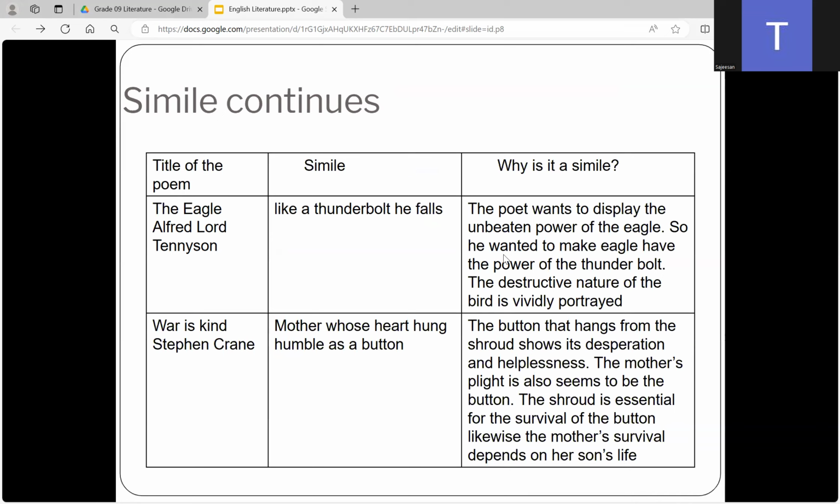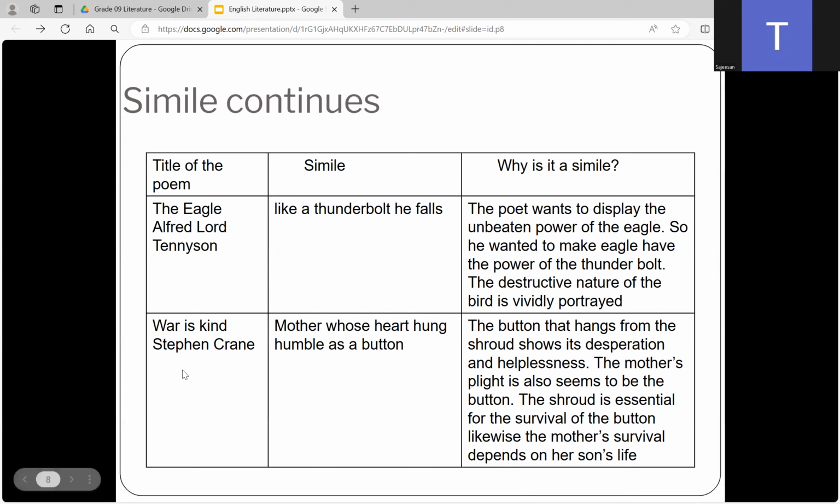So he wanted to make the eagle have the power of thunderbolts. The destructive nature of the bird is vividly portrayed. So the common factor is destructive nature. How a thunderbolt is destructive, the same with the eagle's behavior.